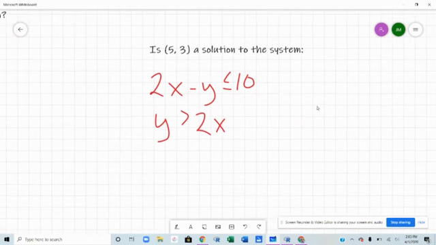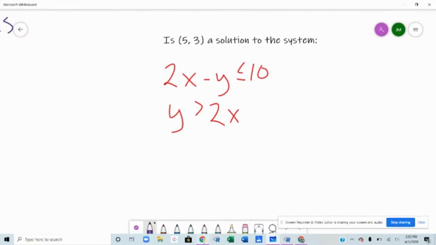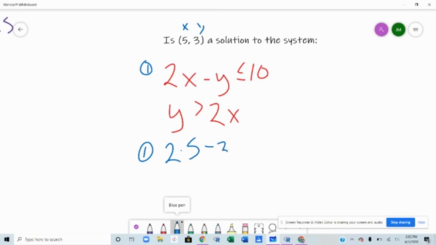Another example, is (5, 3) a solution to the system? So, start with inequality number 1. 2 times x, which is 5, minus y, which is 3. We're going to see if that is less than or equal to 10. So we're going to do 2 times 5 minus 3. 2 times 5, 10, minus 3, 7. Is 7 less than or equal to 10? Yes.